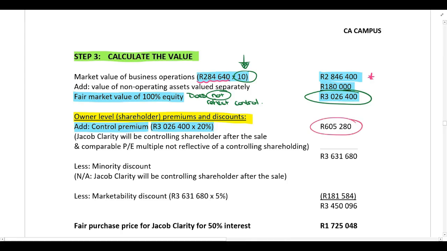Why am I adding a control premium? Because Jacob is going to be the controlling shareholder after the sale, and the comparable PE multiple does not reflect control. So this value over here does not reflect control. However, Jacob is going to be the controlling shareholder, so he must be prepared to pay more for the benefits or the powers of control. So we add a control premium. This is then the value that reflects control.